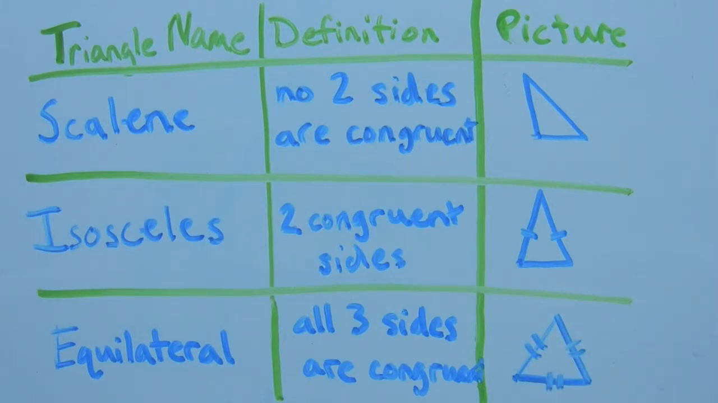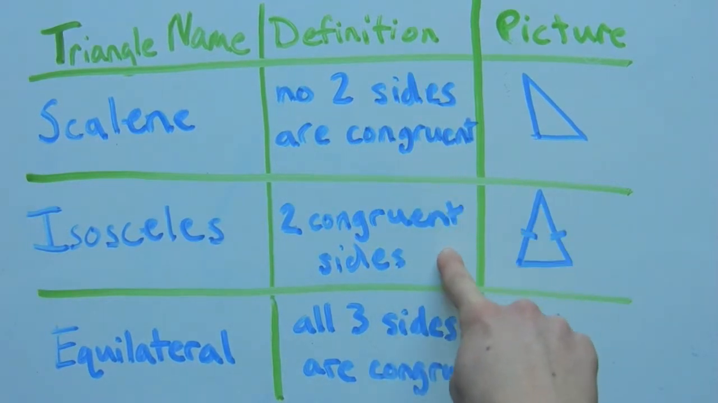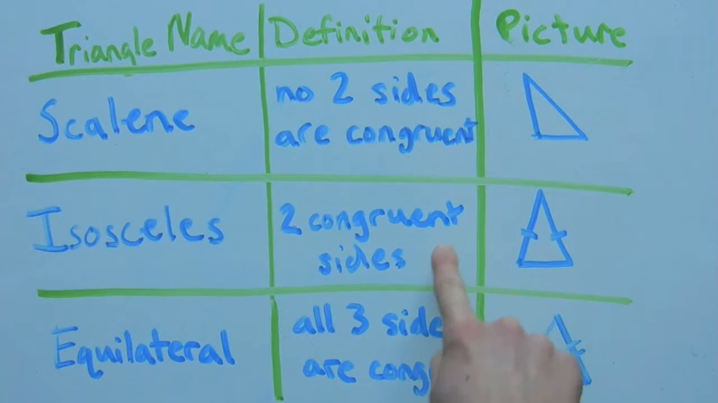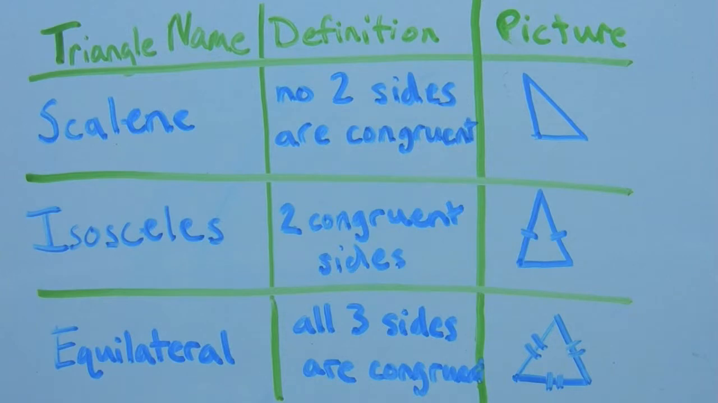So we start with a scalene, where no sides are congruent, isosceles, two sides are congruent, and an equilateral, all three sides of the triangle are congruent. And this is how you classify a triangle by the sides. So let's classify a triangle now by the angles.